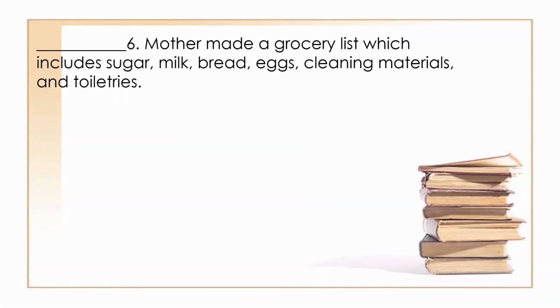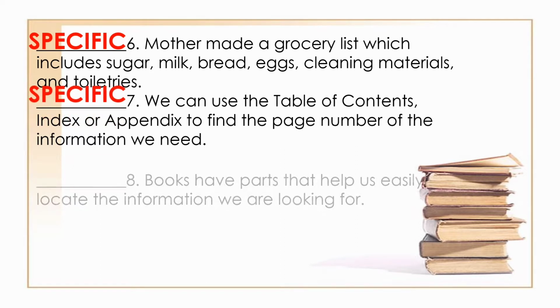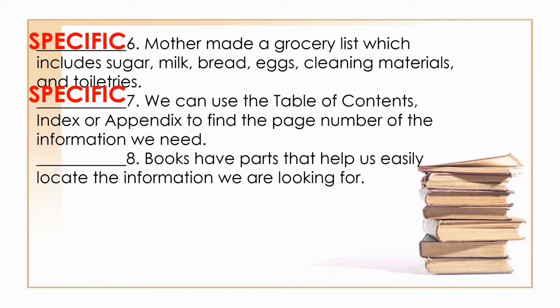Let's answer number 6. Mother made a grocery list which includes sugar, milk, bread, eggs, cleaning materials, and toiletries. What is the answer? Correct, specific. 7. We can use the table of contents, index or appendix to find the page number of the information we need. What is the answer? Correct, it's specific again. Number 8. Books have parts that help us easily locate the information we are looking for. What is the answer? Correct, it's general.